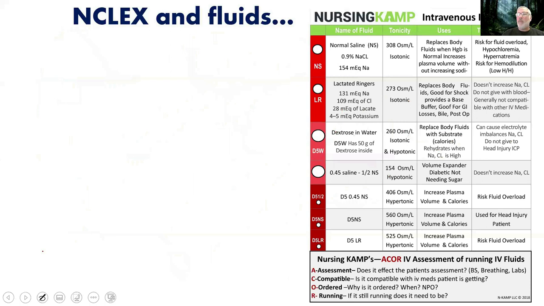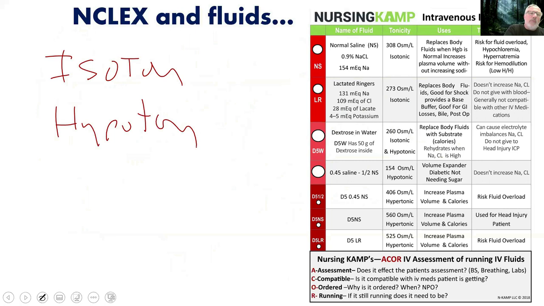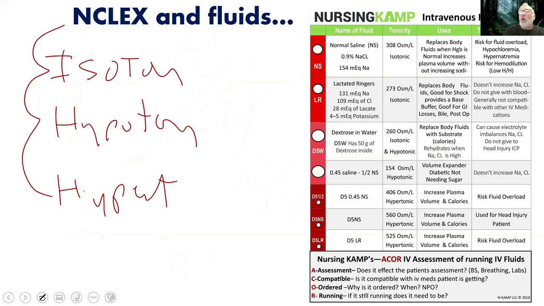We have isotonic, hypotonic, and hypertonic. As far as the NCLEX is concerned, they want you to know these are all crystalloids. They're all crystalloids, and they're different in their mechanism of how they work. If they say crystalloids, they're saying one of these three things. The next thing you need to know is what each one is, what they do, and how they work.